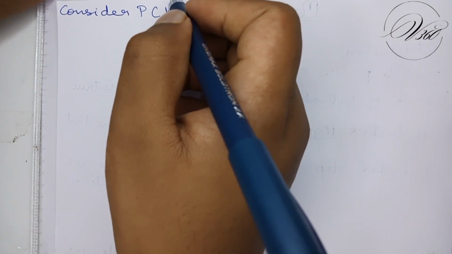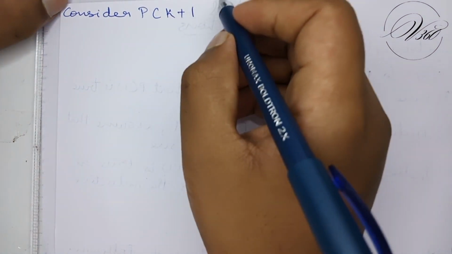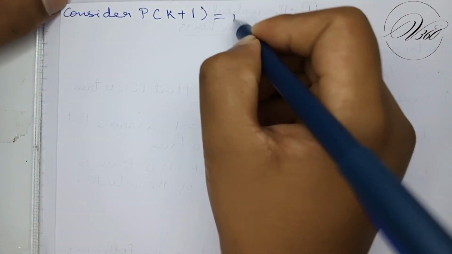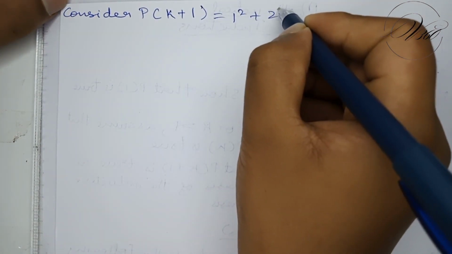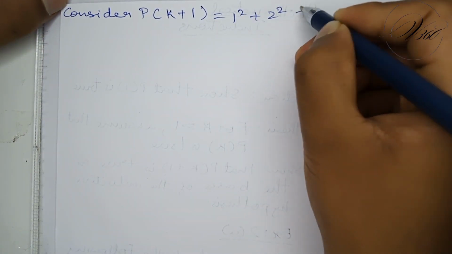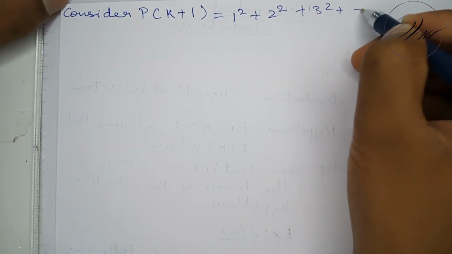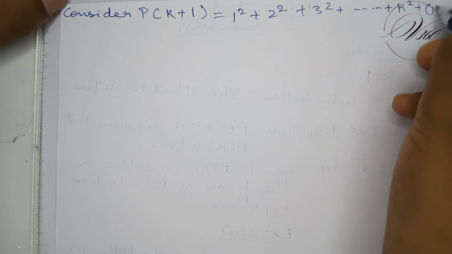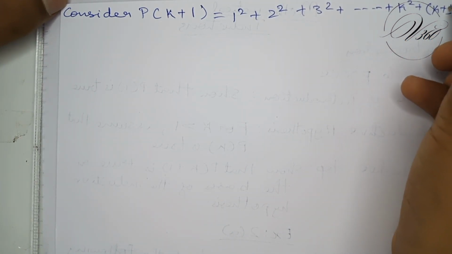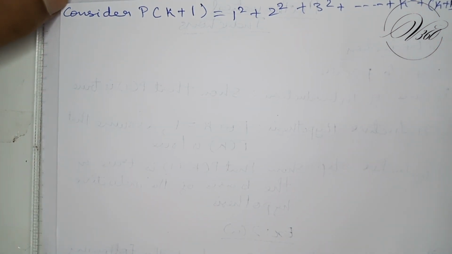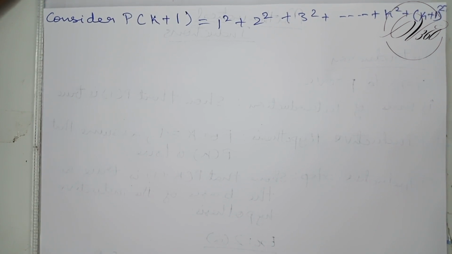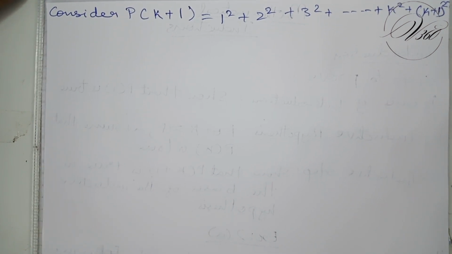Wait a second. Here we will consider k plus 1. P of k plus 1 is equal to 1 square plus 2 square plus 3 square plus till k square plus (k plus 1) square. Sorry for this uneven type of writing. Now k square.